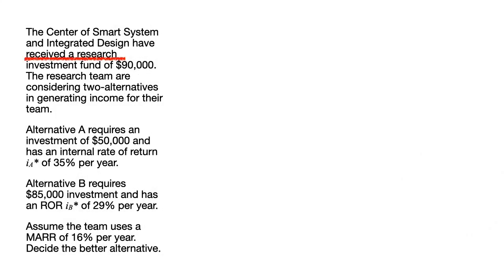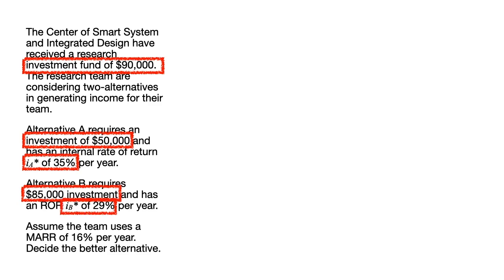In this scenario, the research group received a fund of $90,000. So they have two options on how they can invest the fund. The first option requires them to invest $50,000 and it has a pretty high rate of return of 35%. The second option requires them to invest a higher amount, which is $85,000, with a lower rate of return of 29%.